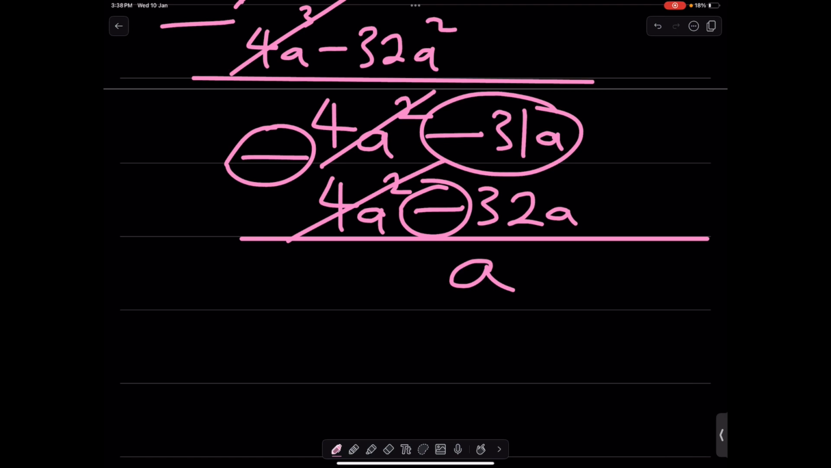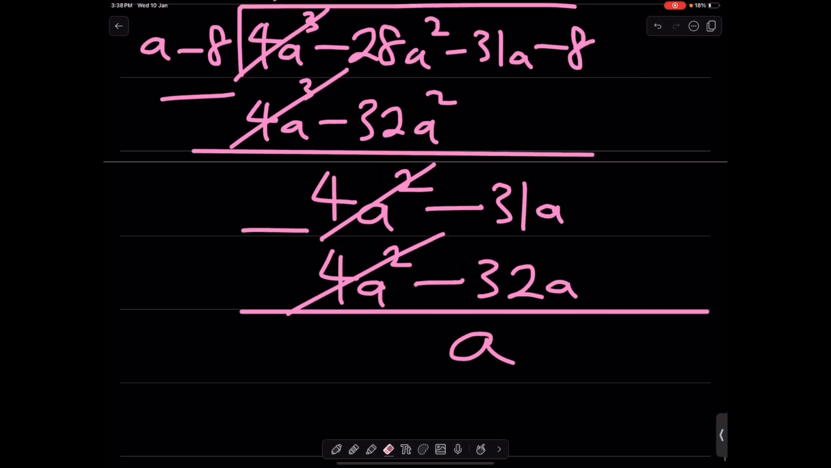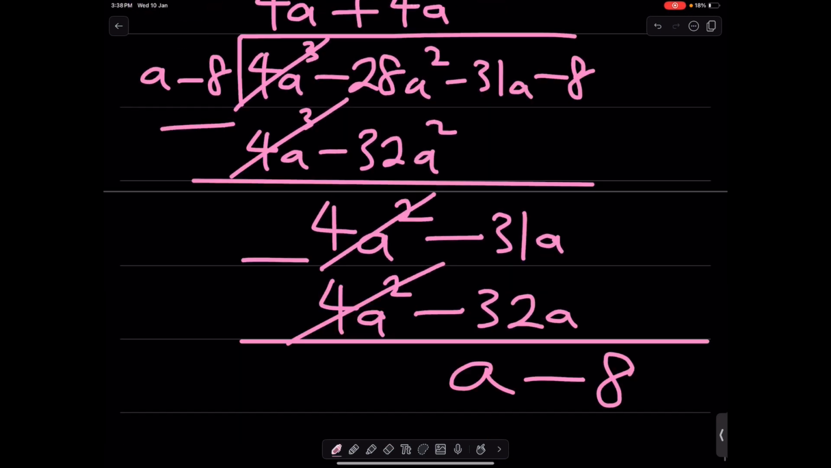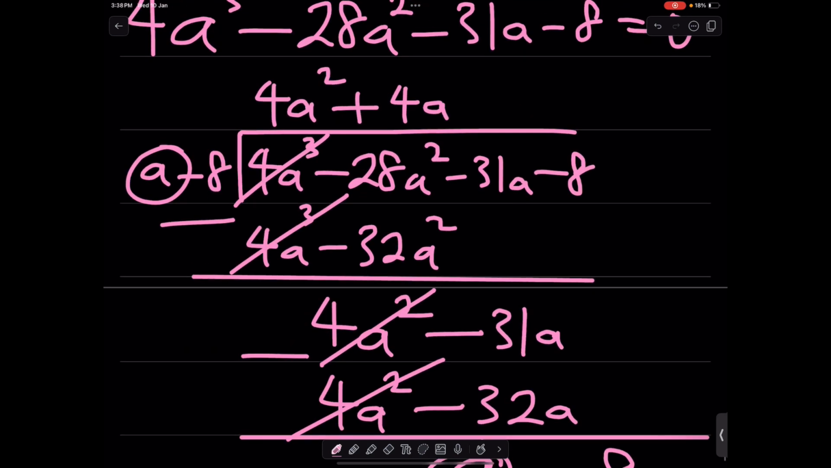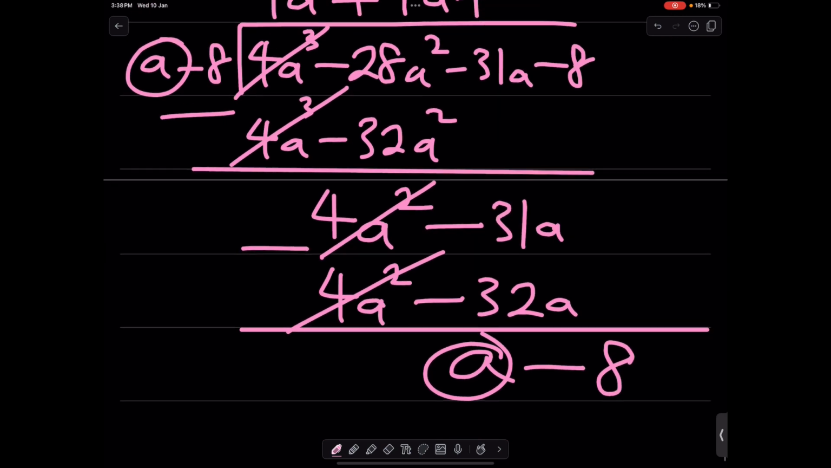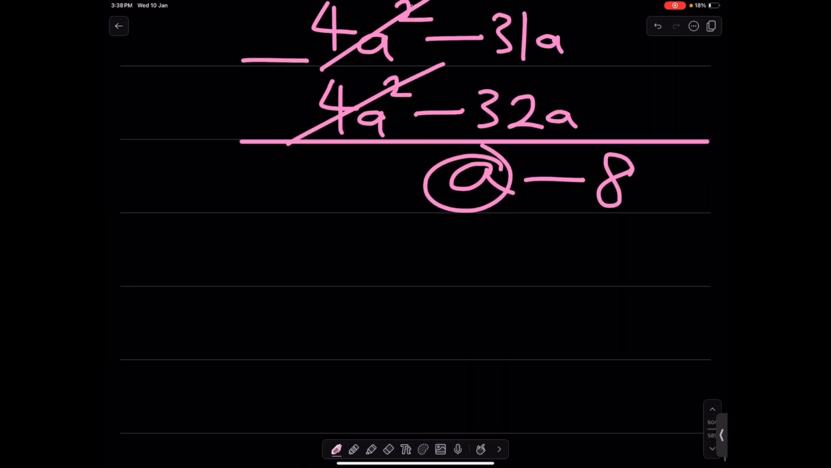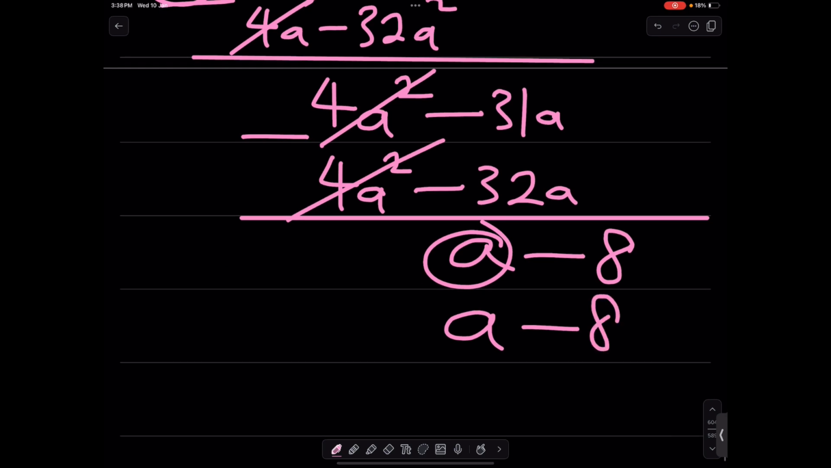Now what do we do next? We bring down the next term, which is minus 8, and then we go again. A divided by a is plus 1, and then we multiply again the whole of this by 1, and that gives us a minus 8 times 1 is minus 8.